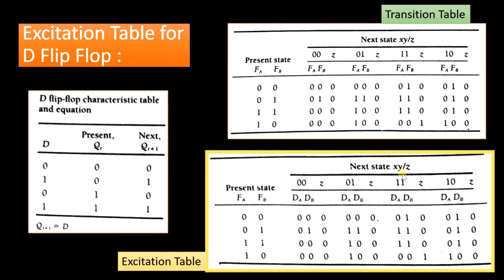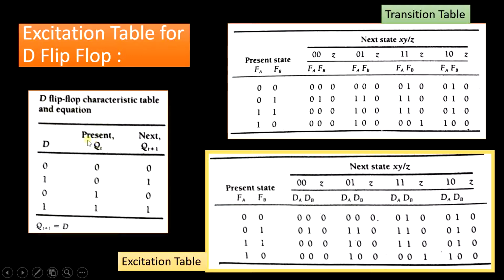Let us move on to the first type of flip-flop, the D flip-flop, and try to obtain the excitation table for the D flip-flop. Before that, we need to see the characteristic table and equation for the D flip-flop. In the D flip-flop, we have the present state and the next state. If you can recall how we obtained the characteristic table or the characteristic equations, you will be able to understand this table very easily.